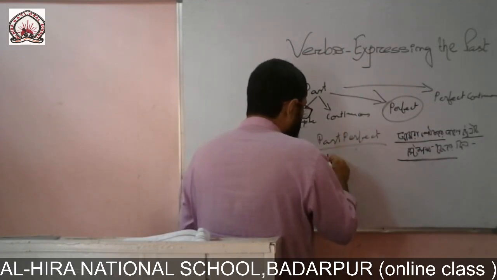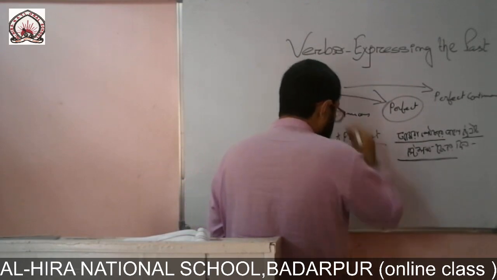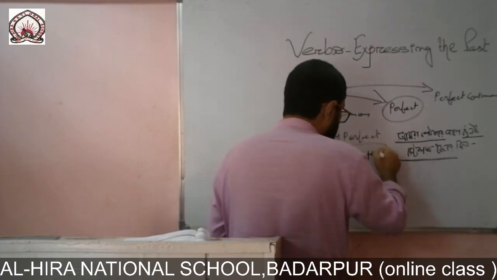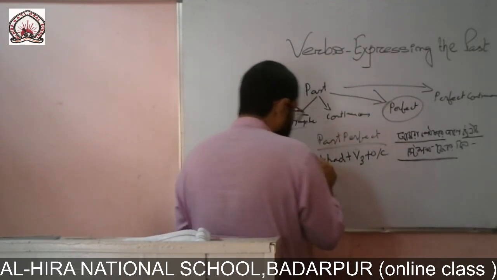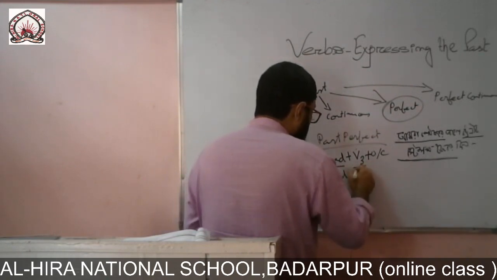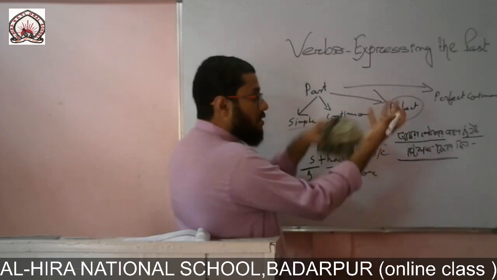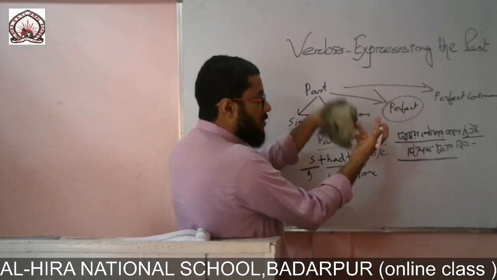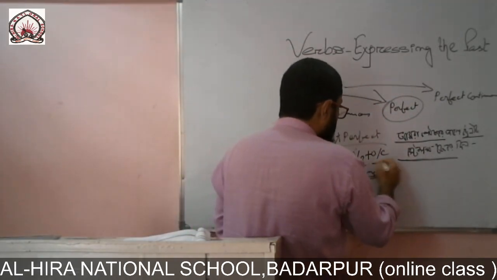Subject, had, verb 3, then object or complement. That means subject I, then had, then gone, then verb 3. That means go, went, gone: go is the first form, went the second form, gone the third form. Gone has been given. Okay, then object or complement.